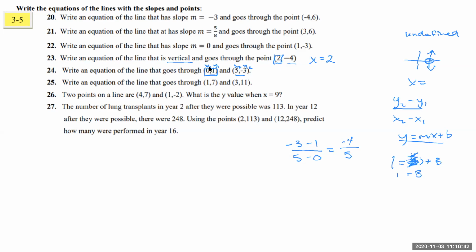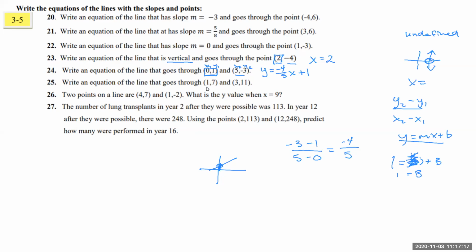Which we could have gotten as well if we realized that a line crossing the y-axis has x equal to 0 at the y-intercept. So we could have also just realized that in (0, 1), the 1 is just going to be the b, or your y-intercept. Then we write the equation: y equals our slope of negative 4 over 5 x, plus 1. And that takes care of that equation.